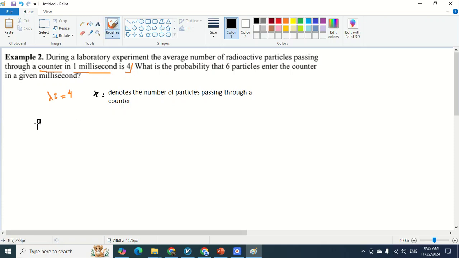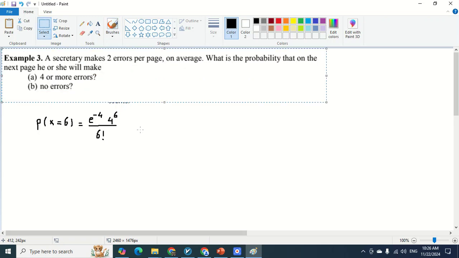Now, to calculate the probability of x equal to 6, we only need to follow the Poisson distribution for this case. It will be e to the power of minus lambda t, so e to the power of minus 4, times lambda t to the power of x, or 4 to the power of x, where x is given as 6, over x factorial, which is 6 factorial. So easily you can find the probability of a given case. We have one more example over here as well.